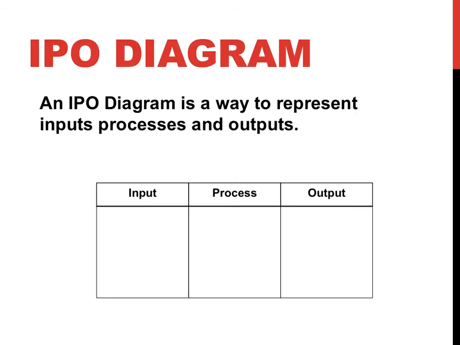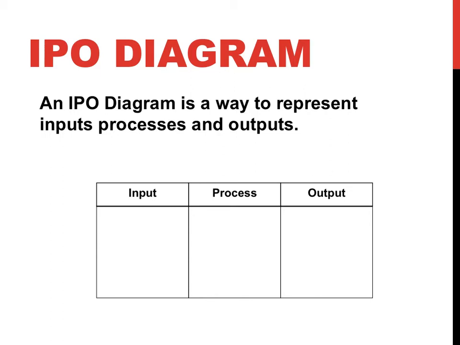Welcome to your first system modeling tool, an IPO diagram. An IPO diagram is also called an IPO chart, same thing. It is a way of representing the inputs, processes, and outputs in the system. It says input, process, output, which seems like it's singular. Not necessarily. Any one system can have multiple stages, or multiple inputs, multiple processes, multiple outputs. It doesn't just have to be one.